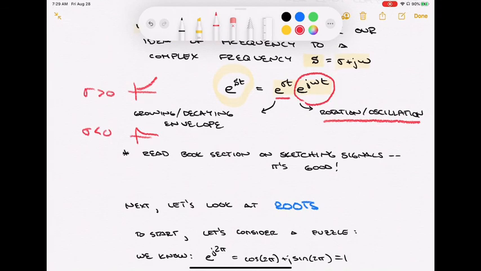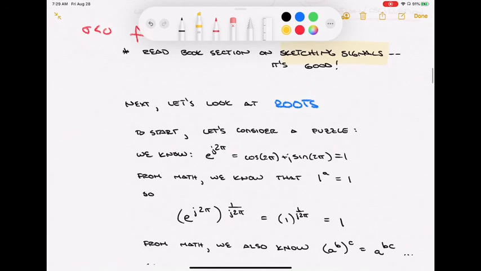I would recommend reading the book section on sketching signals. It's really good. I think you should be able to do some basic hand sketching of things, although really in the interest of quality and saving yourself some time, we'll also want to make use of tools like MATLAB, which just make the accurate plot of signals so much easier. We're going to switch gears now just a little bit.